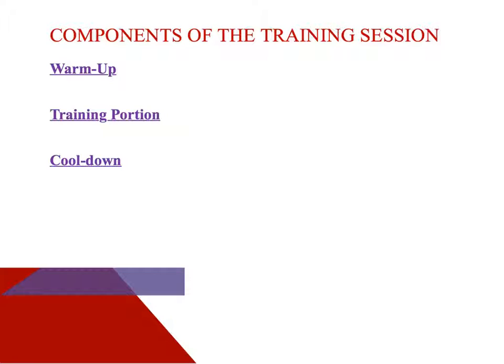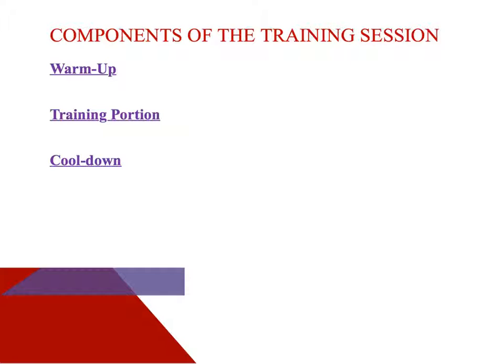Then in the training portion, our goal is to improve our performance for VO2 max, reduce our risk of disease and other preventable conditions, and reduce our stress. So we want to shoot for 20 to 60 minutes of continuous or intermittent activity, such as multiple bouts of 10 minutes during the day, and we want to shoot for at least moderate intensity when we can.